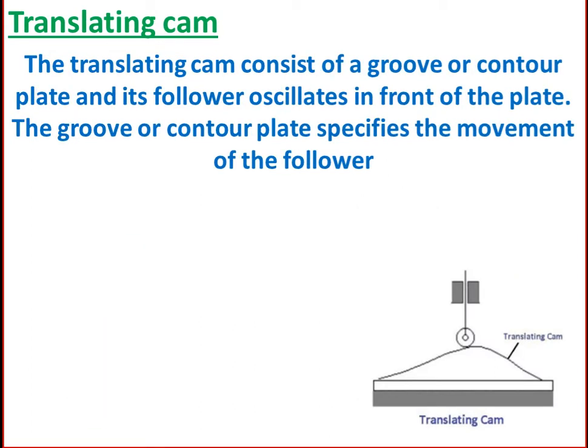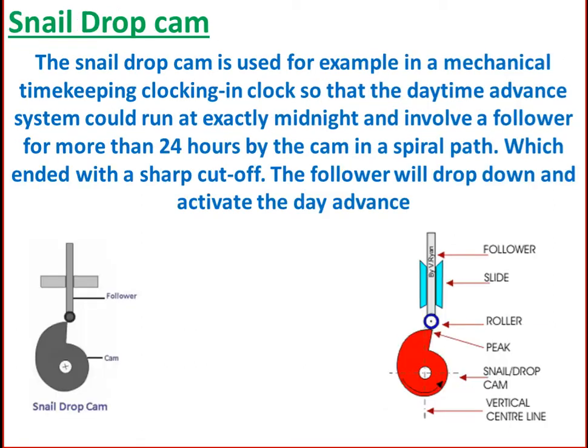Next type of cam is translating cam. The translating cam consists of a groove or contour plate and its follower oscillates in front of the plate. The groove or contour plate specifies the movement of the follower.